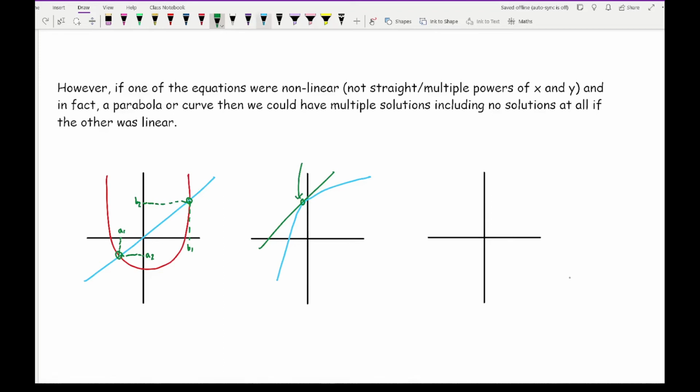You could also end up, so if I just draw a parabola, it doesn't always have to cross the axes. And let's say I've got a straight line. Now that red line is never going to intercept the blue line, even if we were to extend each of those lines, they would never intersect. So there is a possibility that we could end up with no solutions because there are no intersection points.